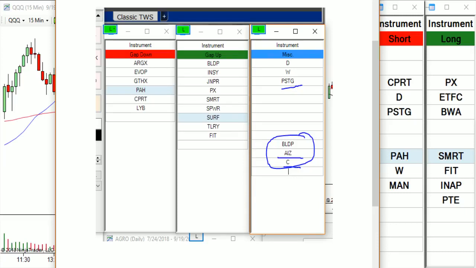So this is my gaps list. We have the gap ups here and the gap downs. If I find more during the day, I'll add them here. And if I find anything on larger time frames that I want to play as a swing, not necessarily as a day trade, I'll add it to this list.